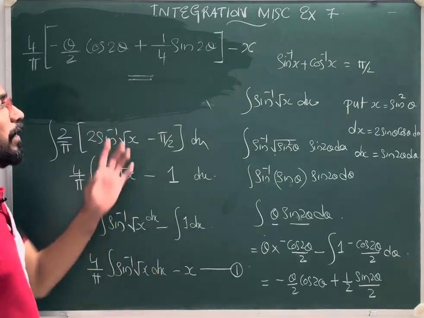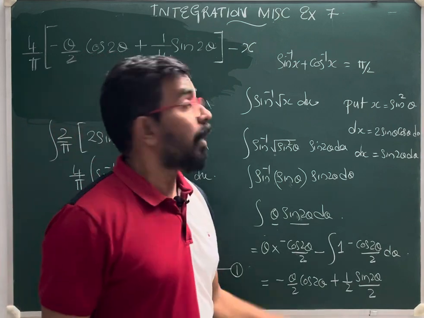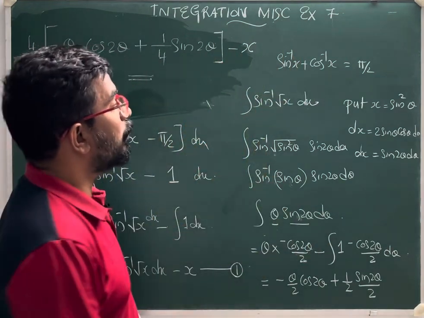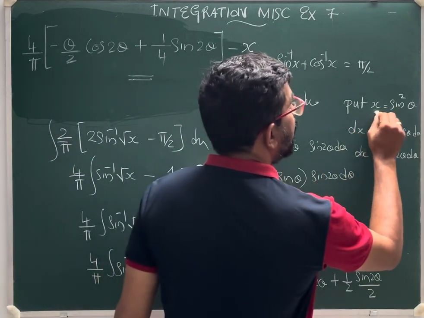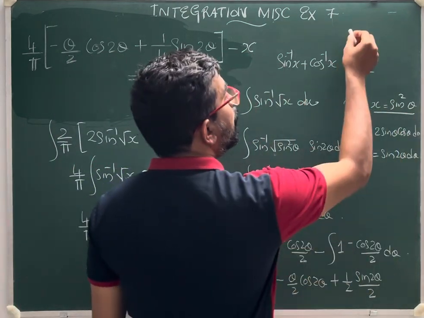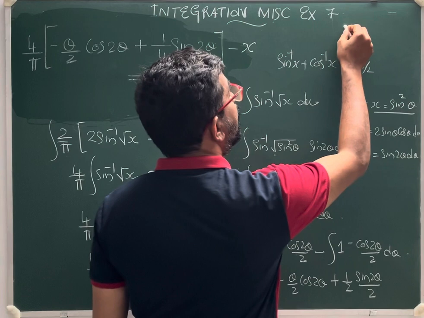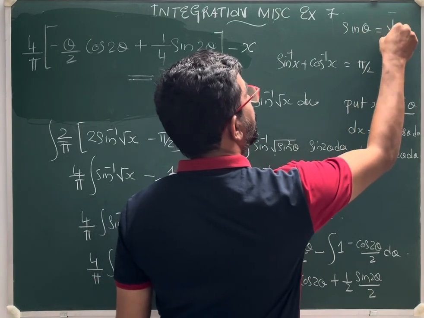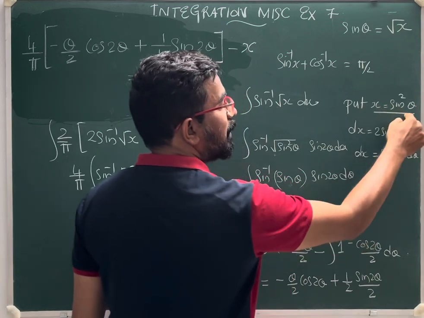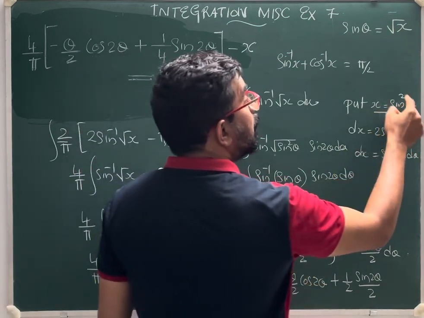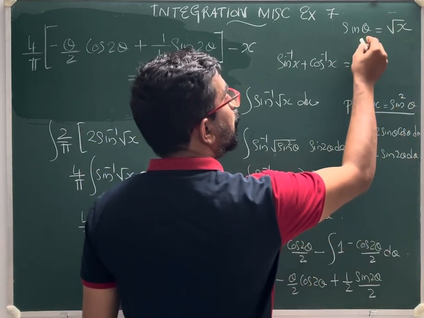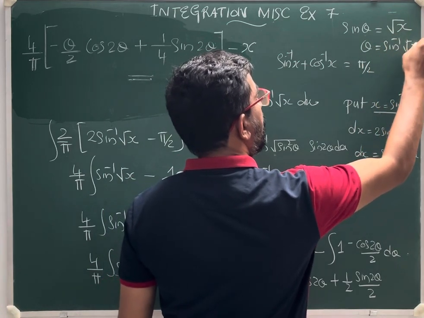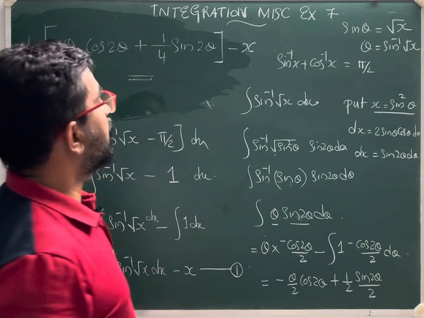But if you look at the textbook, the answer will be different. Of course, we have to replace this θ. What was θ? x is sin²θ. Therefore sin θ will be √x. If x is sin²θ, sin θ will be √x, so θ will be sin⁻¹√x. That I need to replace.